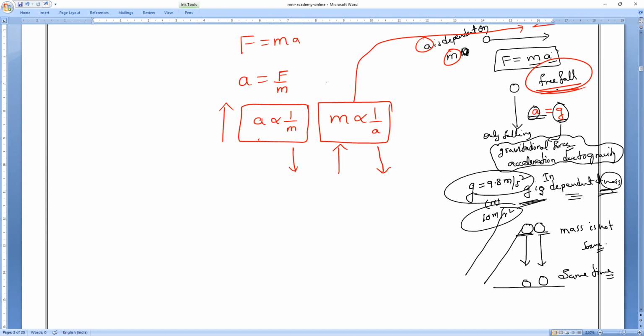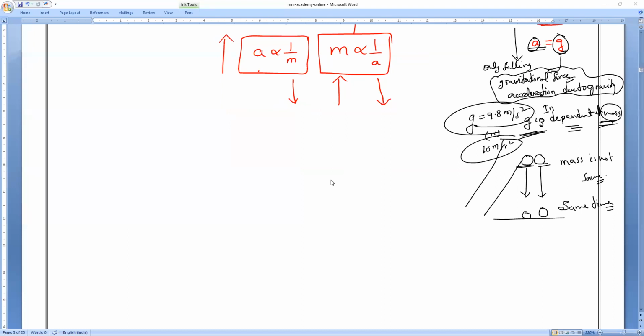Clear? Either you are falling towards the ground, or I am falling towards the ground, or an elephant is falling towards the ground, always the G value is 9.8 only. Are you clear, everybody? Girls? Yes. Boys? Yes, please respond, guys. Yes, sir.